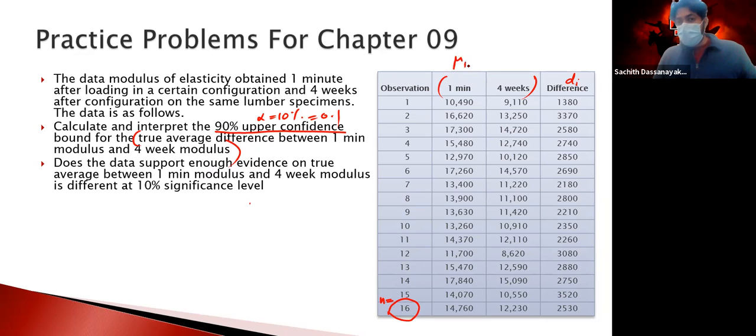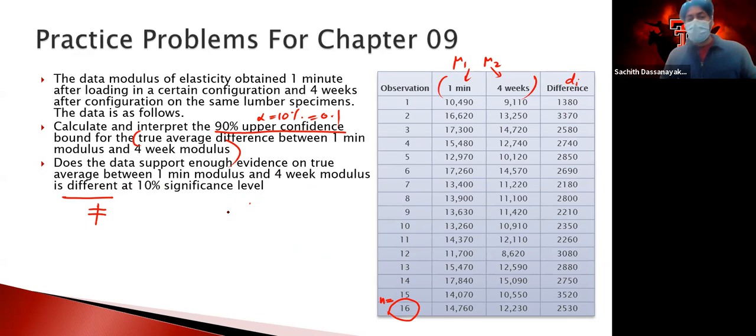So mean of this one is mu1, mean of this one is mu2. Does the data give enough evidence that the true averages between the 1 minute module and the 4-week module are different at the 10% significance level? Are they different or not? You have to check it, which means this is a two-tailed test again. So you have to test it. Clear?